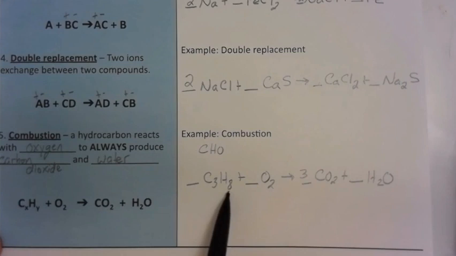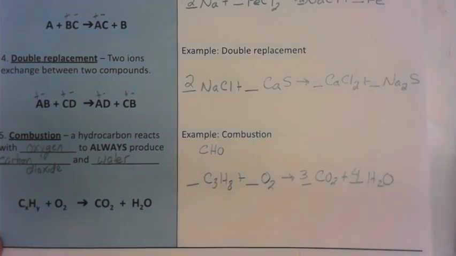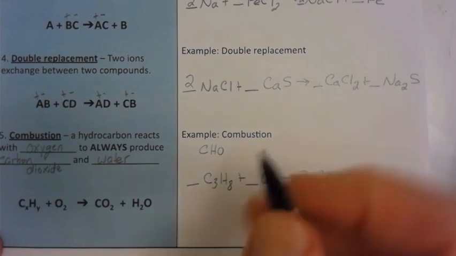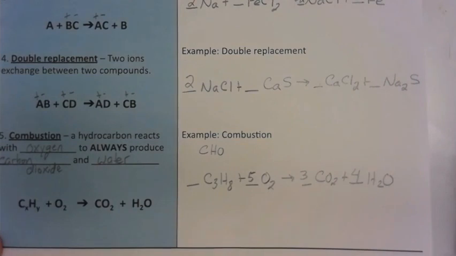And if I have 8 hydrogens going in, I need a 4 there so that I have 8 hydrogens coming out. And then if we look at the total oxygen count on the product side, we've got 6 oxygens here, 4 oxygens with the water, a total of 10. So we would need a 5 in front of the O2 to have 10 oxygens going into the reaction.